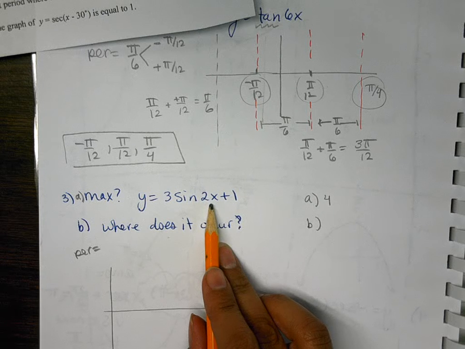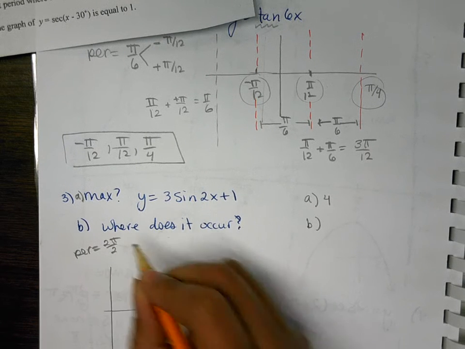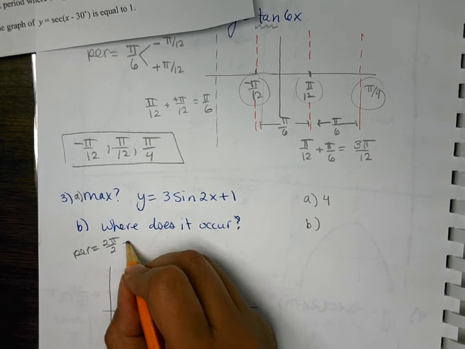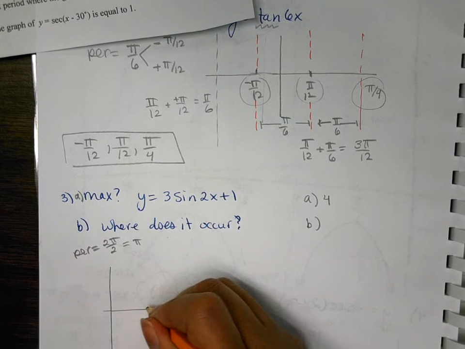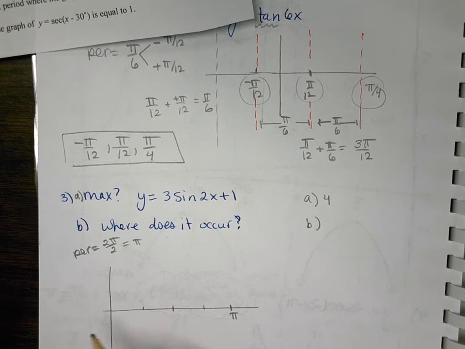Pi over 2 or pi over 2? Pi. 2 pi over 2, yes. Right? So what is the period length? Pi, yes or no? Yes. Okay. I'm not going to find these key points. I'm just going to quickly, do you guys agree?